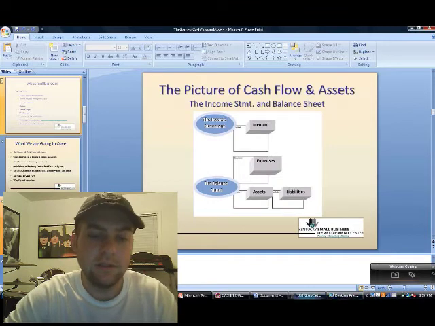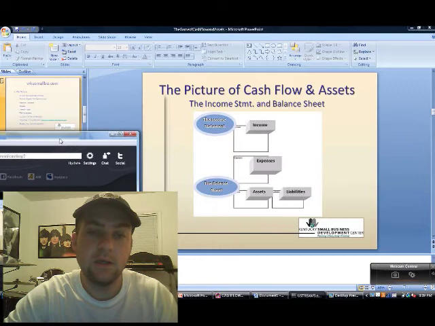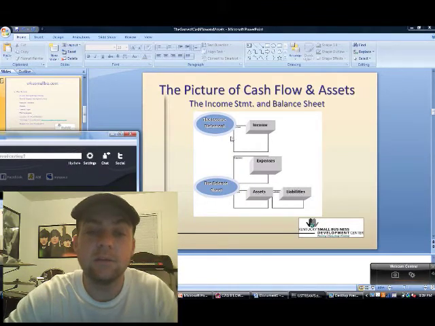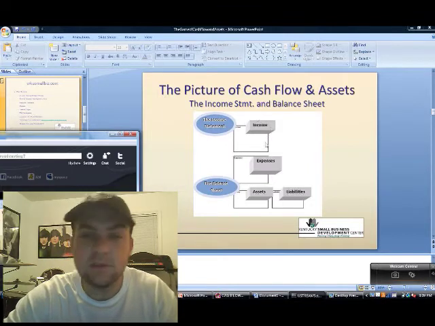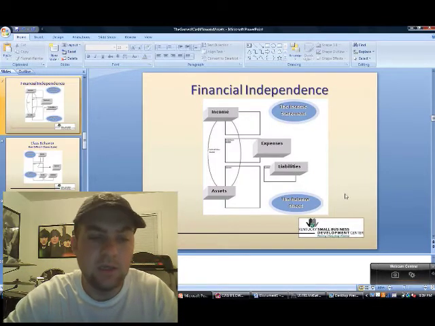And here is the picture of cash flow and assets, and this is Robert Kiyosaki's version from Rich Dad Poor Dad. It's a great book. I'll put that in the resources. I'm going to have a lot of homework. But essentially you see a pictorial representation of your financial statements, your income statement and your balance sheet. You've got to understand those if you're going to be successful in business or investing. And this is what it means to be financially independent.